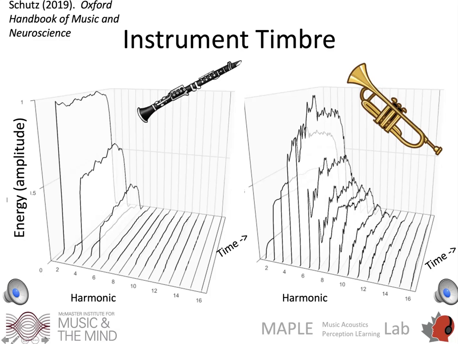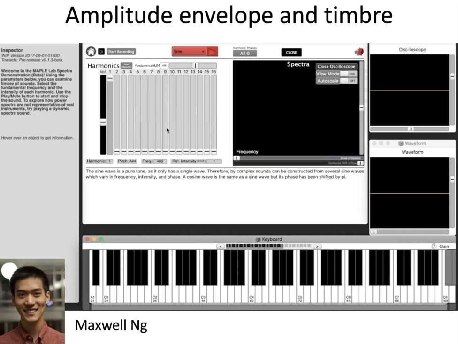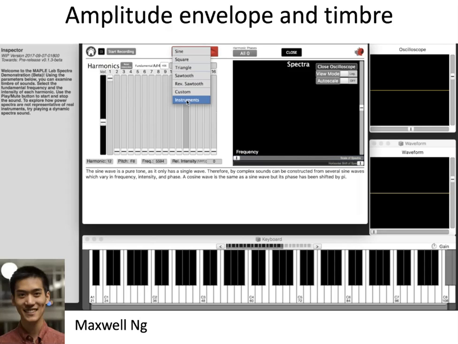So one of the core features I wanted to make sure we had in Maestro was the ability to show the importance of these temporal changes when it comes to musical sounds. So I'll show you a demonstration of that now. From the splash screen, we select the Spectra module. Here we can explore a variety of musical instrument sounds. First, we select instruments from the drop-down menu.